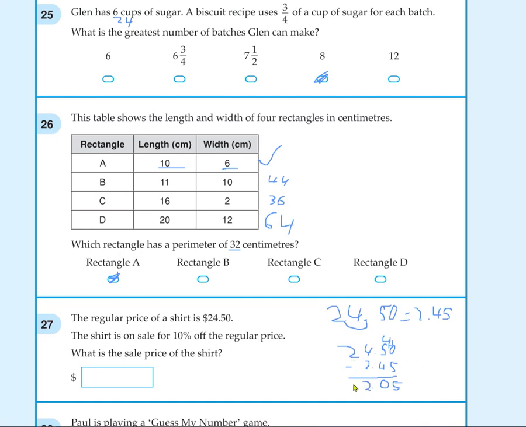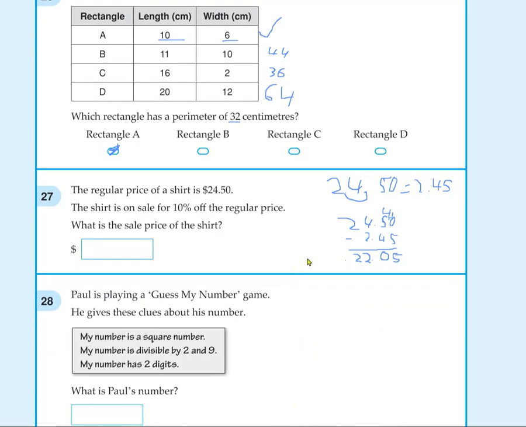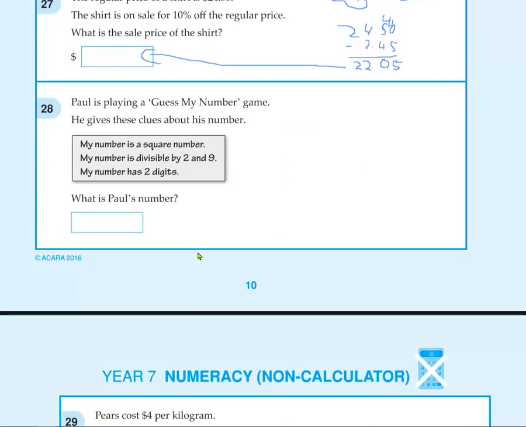4 take 2 is 2 and 2. $22.05. I'm not going to write it over there. Put an arrow. Okay.